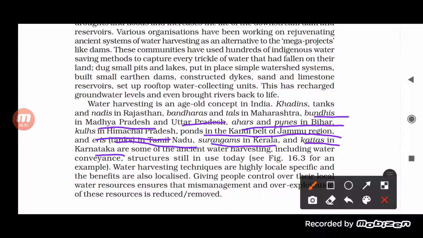Now see, water harvesting techniques are highly local specific, and the benefits are also localized, giving people control over their local water resources, ensuring that the mismanagement and over-exploitation of these resources is reduced or removed. This helps in minimizing the mismanagement and exploitation of the water, and this technique has a lot of benefits also.